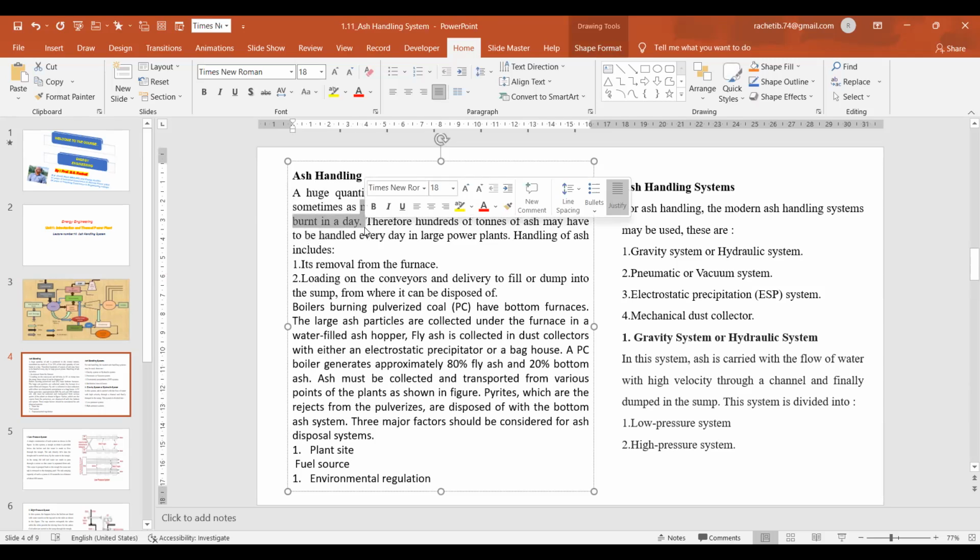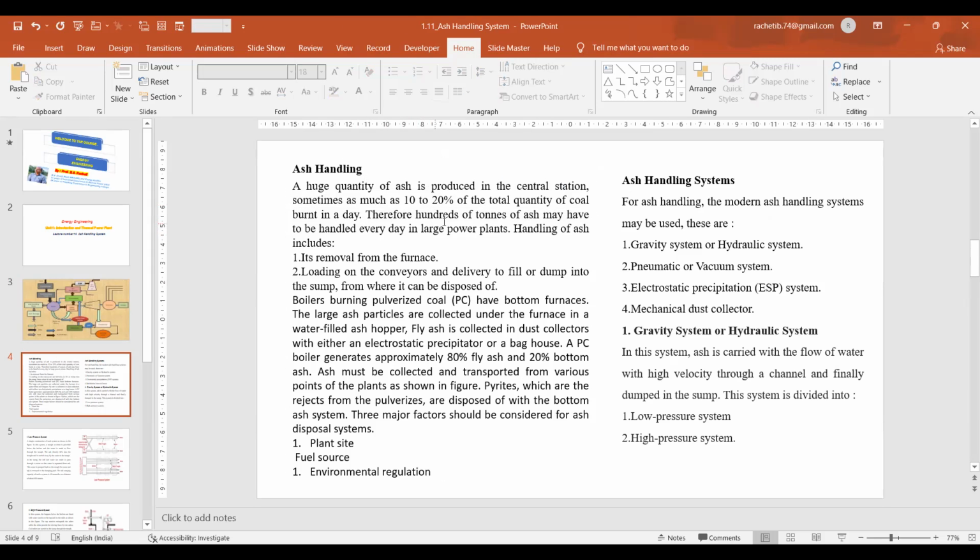So here it is written that 10 to 20% of the quantity of coal burnt in a day is ash. There are therefore hundreds of tons of ash that may have to be handled every day in large power plants. Handling of ash includes its removal from the furnace, loading onto the conveyors, and delivery to fill or dump into the sump from where it can be disposed of.